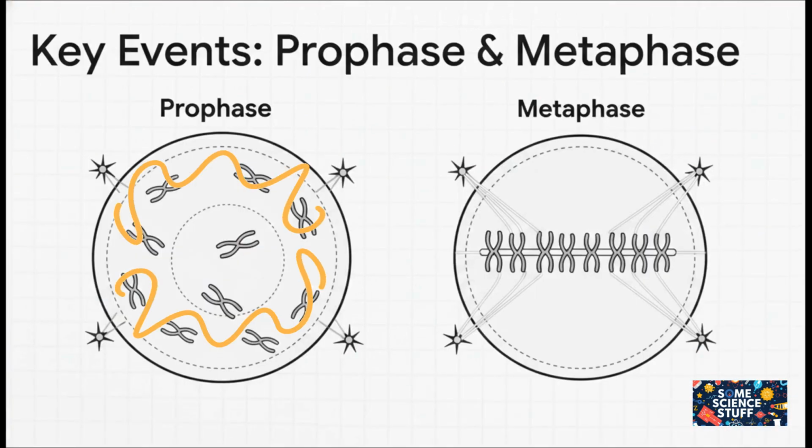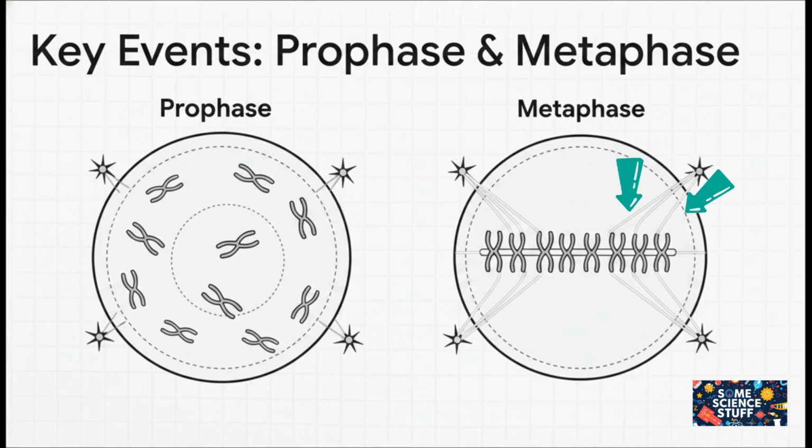In prophase, that messy DNA starts to coil up super tight into those visible X-shaped chromosomes. Then, in metaphase, a network of protein fibers, kind of like little ropes, forms what we call the spindle.